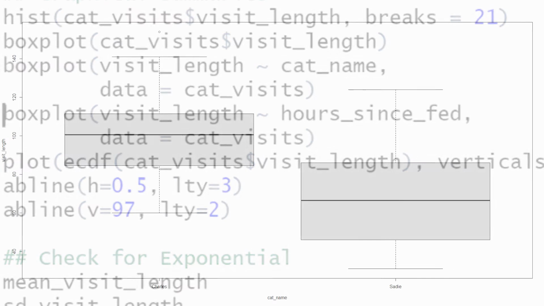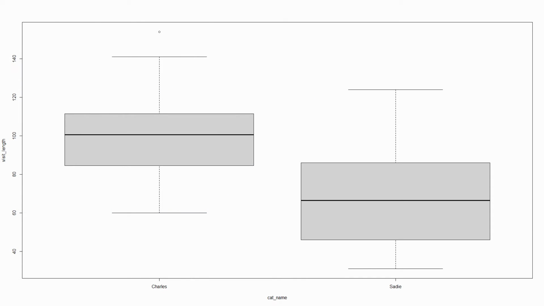Here we can make some interesting observations. First, Charles stayed longer than Sadie did. In fact, the lower quartile for Charles is roughly the same as the upper quartile for Sadie. This seems to make sense with my experience. Sadie tends to regret her decision to jump up almost immediately.